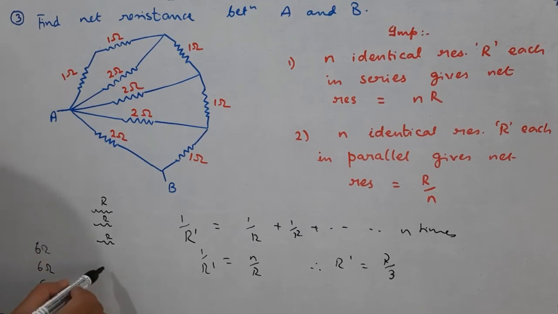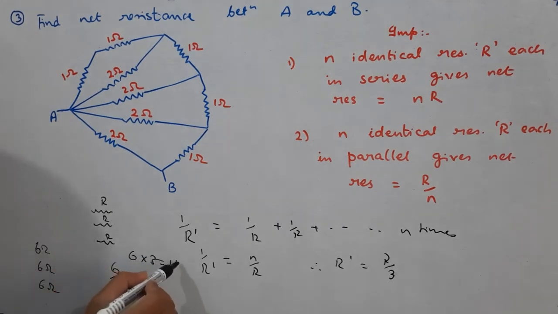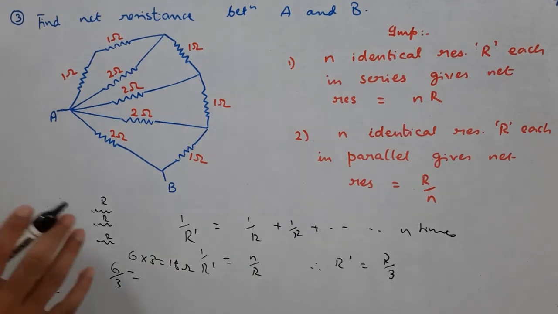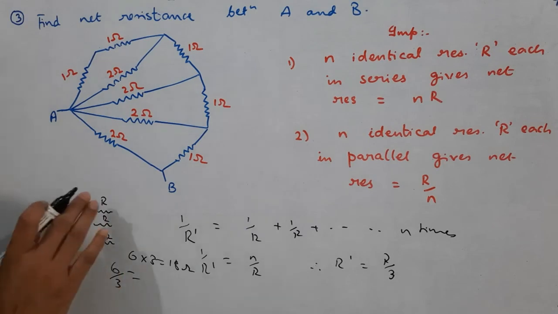Directly you can write the answer as 6 by 3. If they are connected in series, 6 into 3, and in parallel 6 by 3. So in series you have to multiply by n, and in parallel you have to divide by n. Will you be able to remember this? Now let me test whether you have understood it or not.